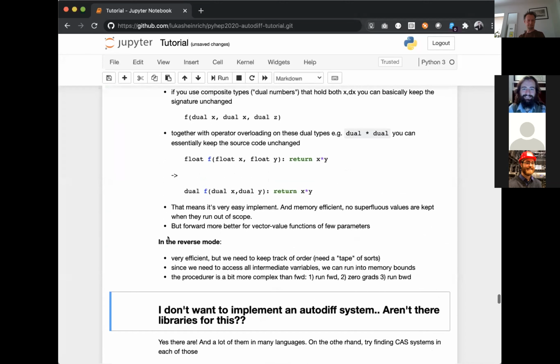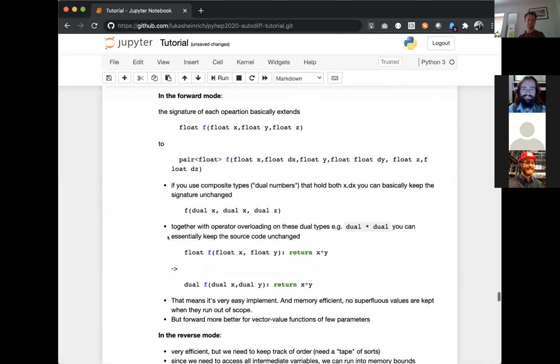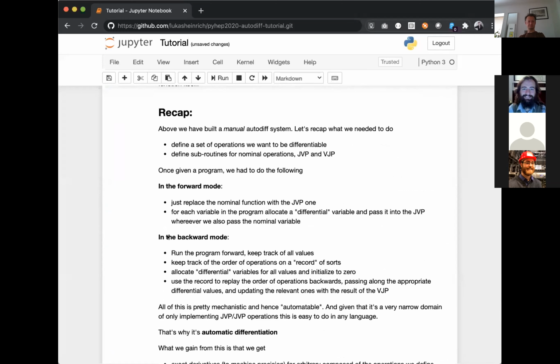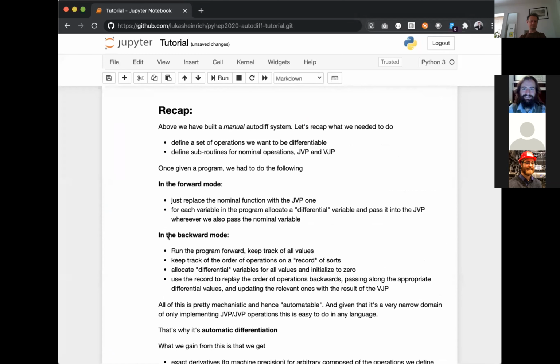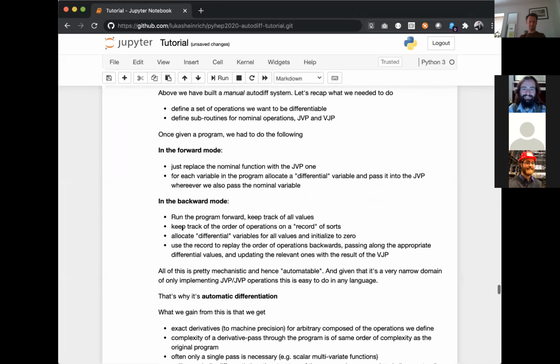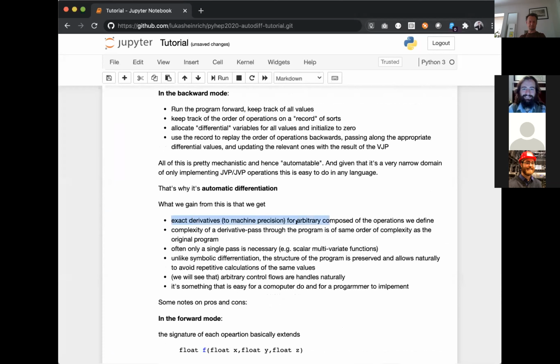Basically, this allows you to reconstruct the full Jacobian of your operation in a very efficient and automated way. It circumvents a lot of the issues that symbolic differentiation has. What we gain is that we get exact derivatives, and the complexity of the derivative computation is exactly the same order as the complexity of the original program.